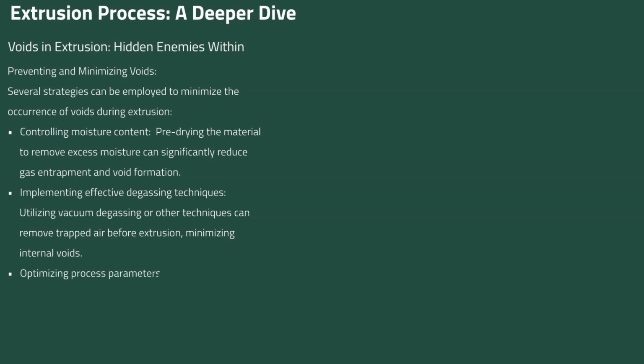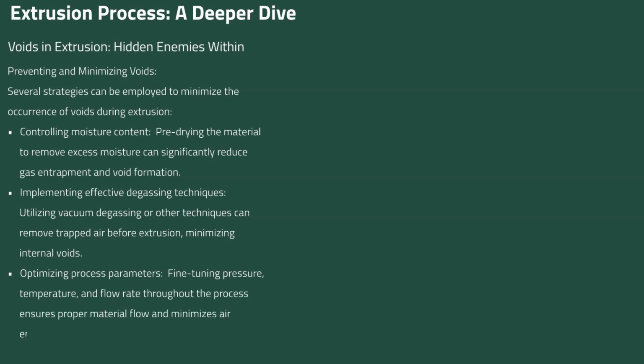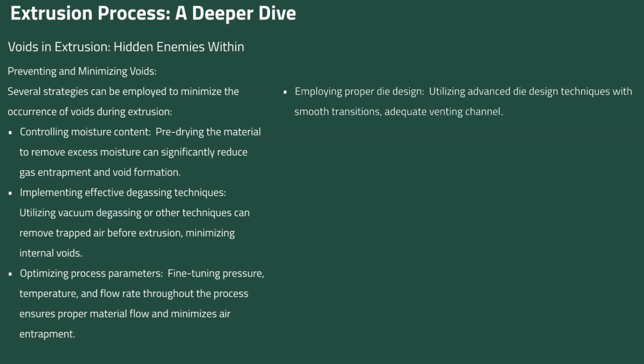Optimizing process parameters. Fine-tuning pressure, temperature, and flow rate throughout the process ensures proper material flow and minimizes air entrapment. Employing proper die design. Utilizing advanced die design techniques with smooth transitions, adequate venting channels, and optimized flow patterns prevents flow irregularities and reduces void formation.